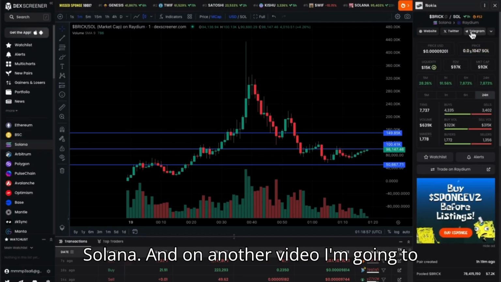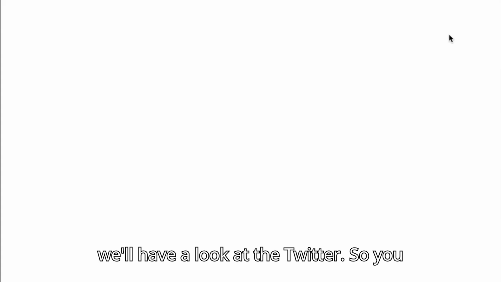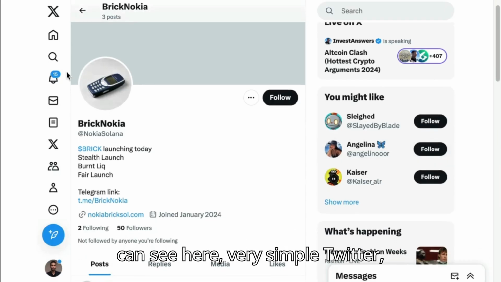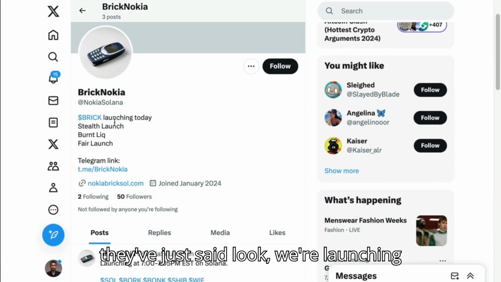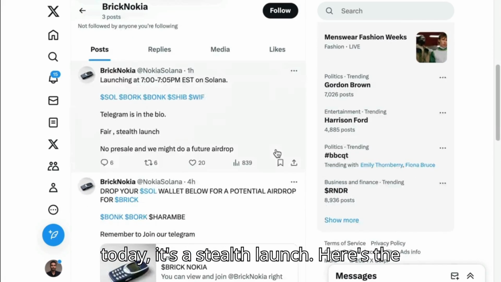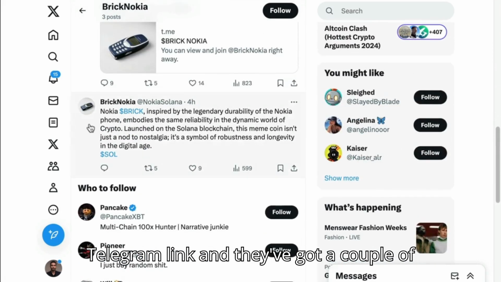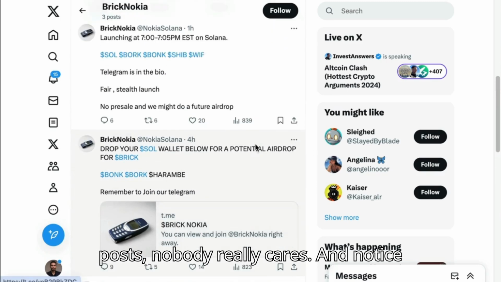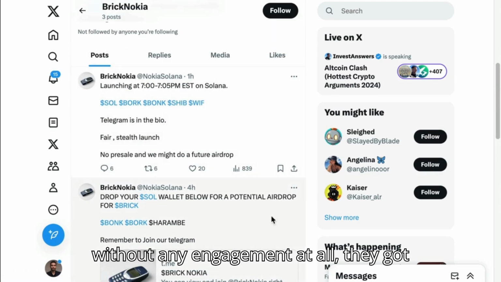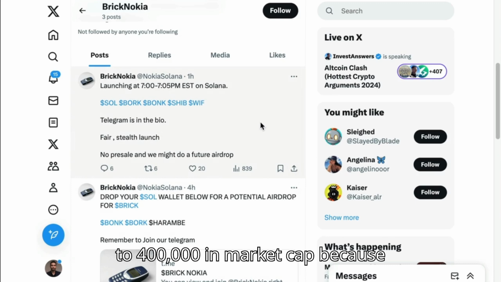And on another video, I'm going to go through Telegram, but very quickly, we'll have a look at the Twitter. So you can see here, very simple Twitter. They've just said, look, we're launching today. It's a stealth launch. Here's the Telegram link. And they've got a couple of posts. Nobody really cares. And notice, without any engagement at all, they got to 400,000 in market cap.